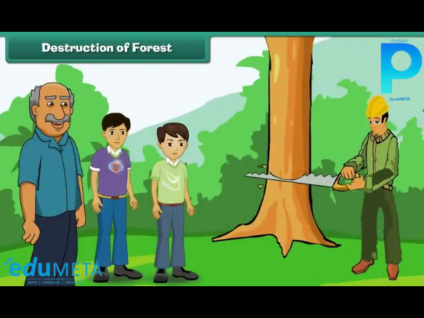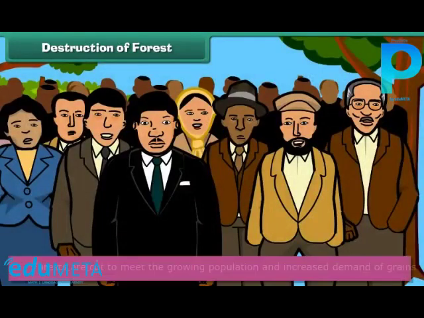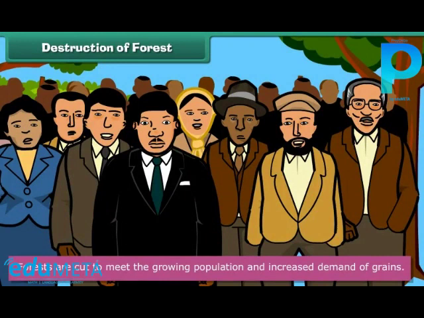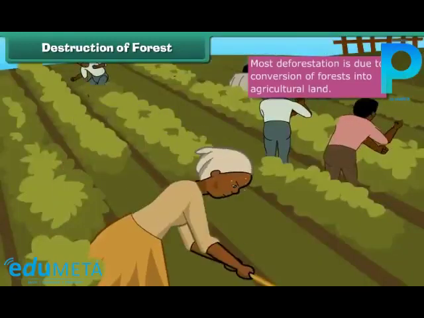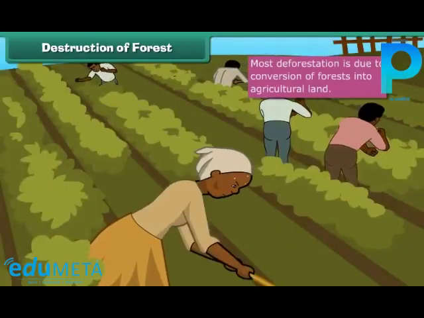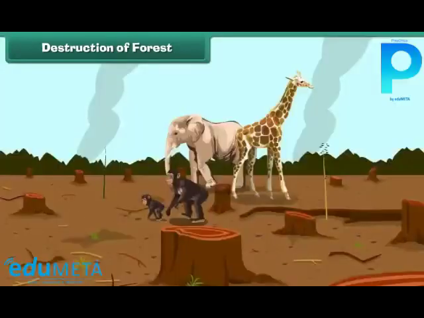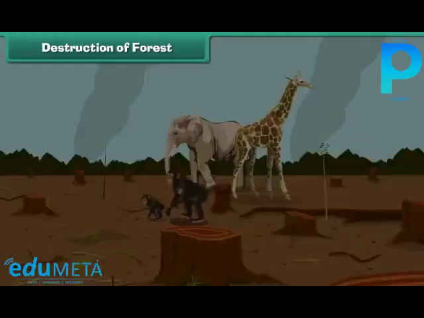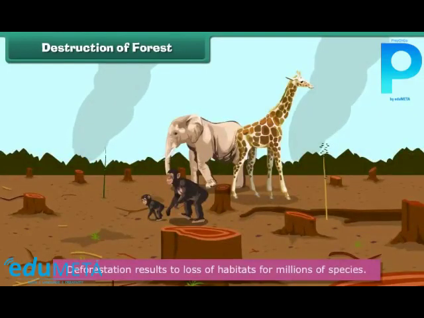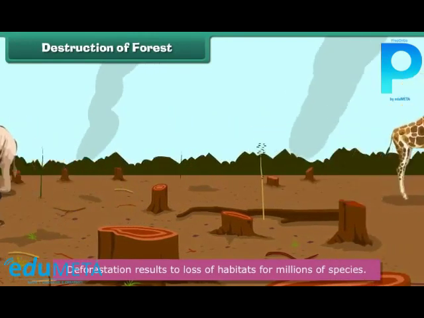Uncle told Shyam and Ram that due to growing population and increased demand for grains, the forests are being transformed into cultivation land. Most deforestation is due to conversion of forests into agricultural land. Countless cutting of trees due to logging operations leads to more destruction. The most severe impact of deforestation is the loss of habitats for millions of species.